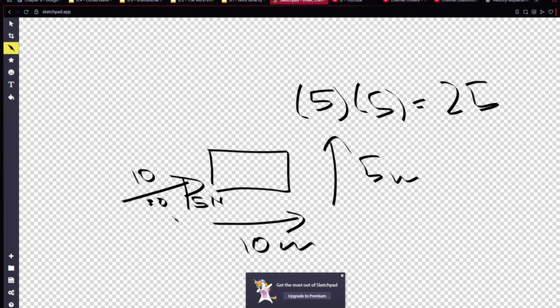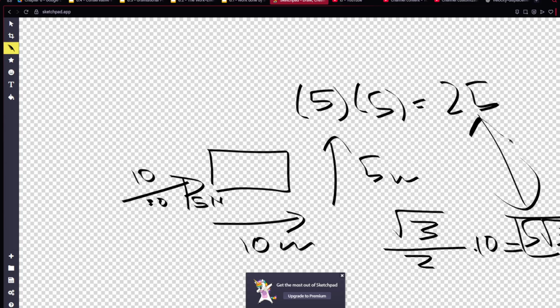And if we do the cosine, it's a little different. It's square root 3 over 2, because I know my special right triangles. So square root 3 over 2 times 10 is 5 square root 3, which is the work in the x direction. Add these two up to get the total work done.